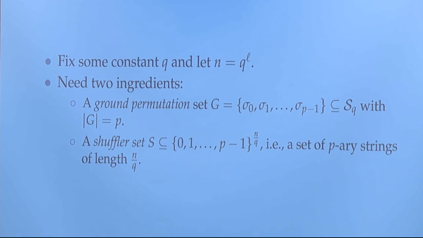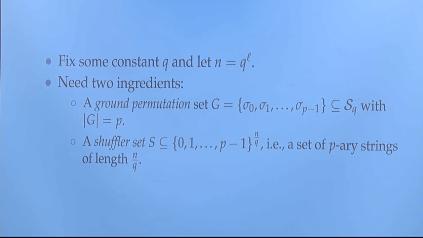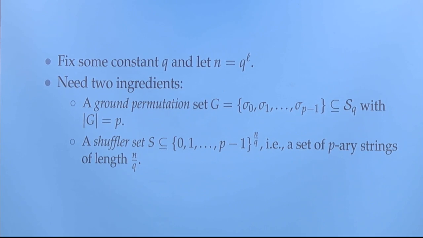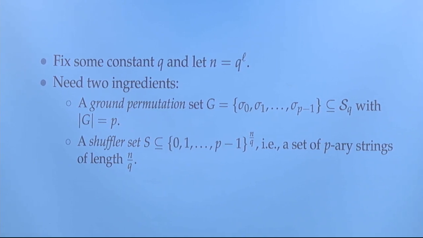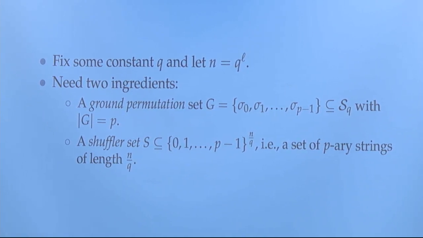We also need a shuffler set S. And this shuffler set S contains a bunch of length n over q strings. And these are all p-ary strings, so they use symbols from 0 through p minus 1. And this p is the same as this p. Okay, so these are our two ingredients. With these two ingredients in mind, I can now describe our construction.